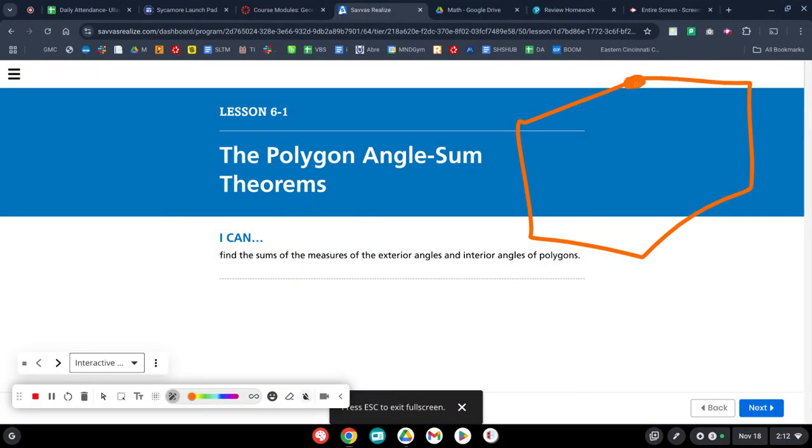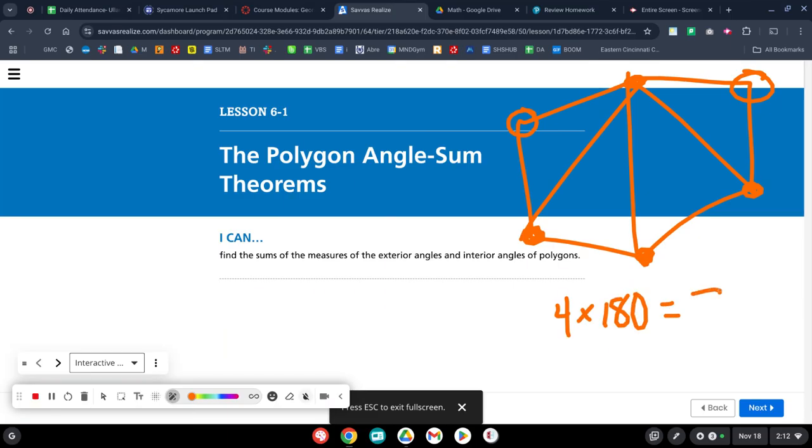Some random hexagon. Think about it. It's not going to form a triangle with the two vertices that are right next to it, but all of the rest of the vertices will form non-overlapping triangles. So the number of non-overlapping triangles is equal to 2 less than the number of vertices. So this would be 4 times 180, which is indeed 720 for a hexagon.